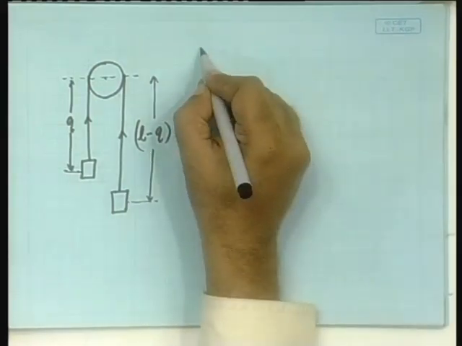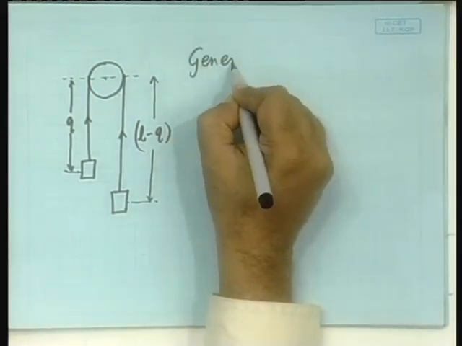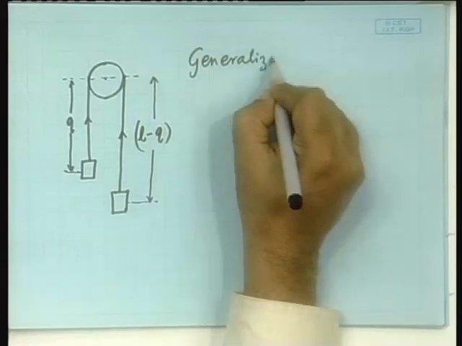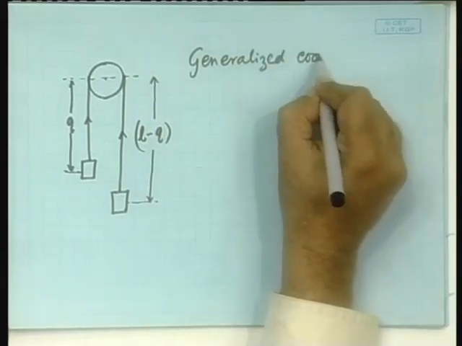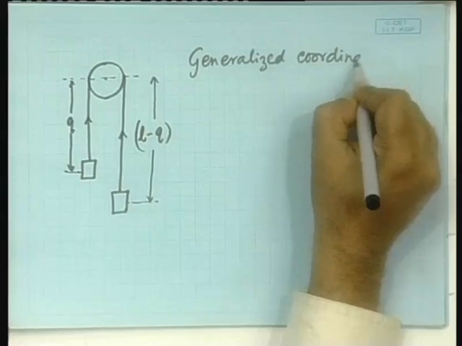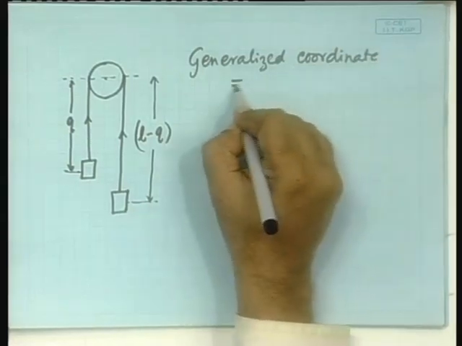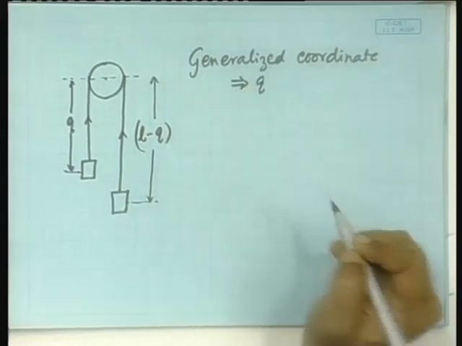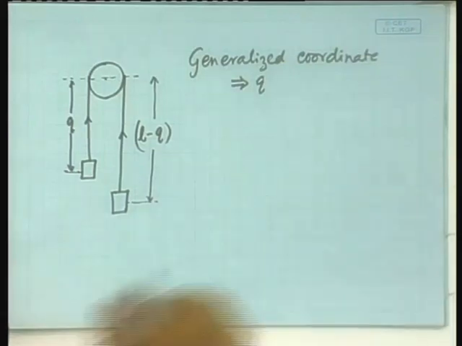So, the generalized coordinate is consistent with the constant, it is Q, fine.